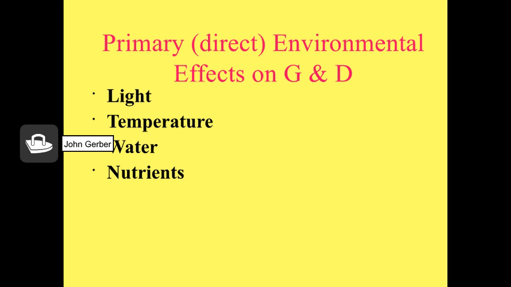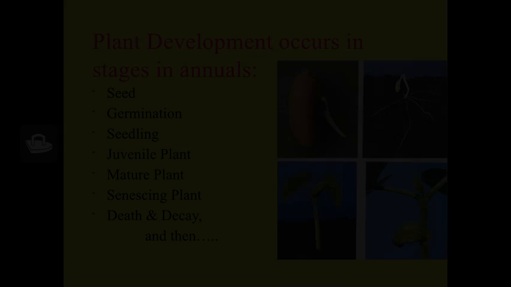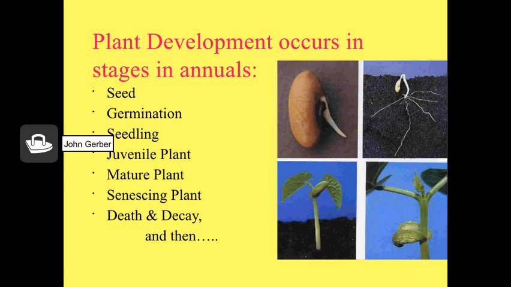The environmental conditions we're going to look at in this class are light, temperature, water, and nutrients. Before we look at these environmental conditions, let's follow plant development.